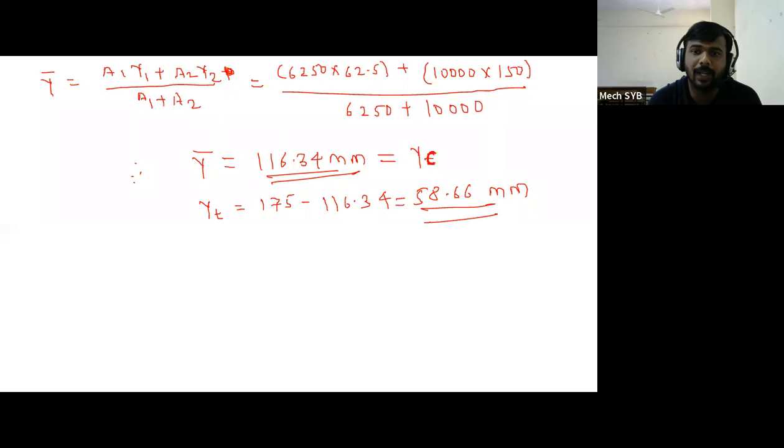So y bar is calculated in the form of YC. Another y bar is calculated in the form of YT because the type of beam is mentioned.